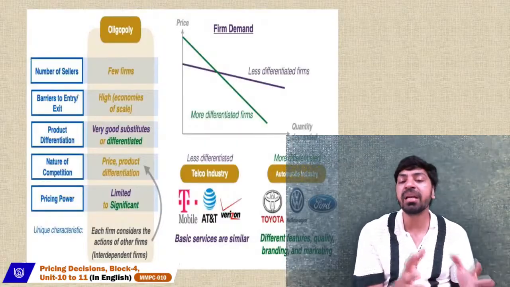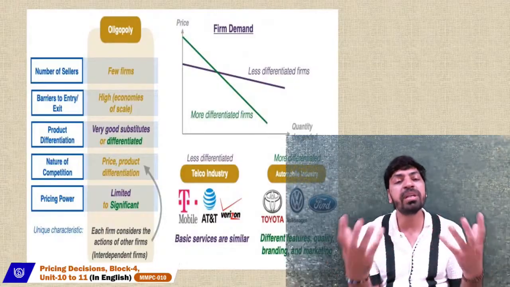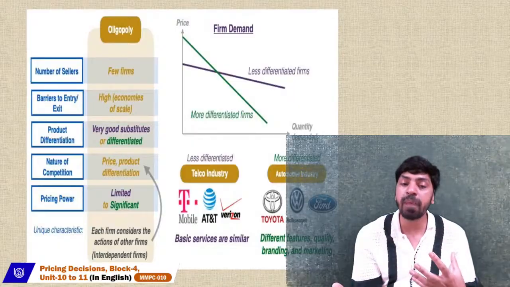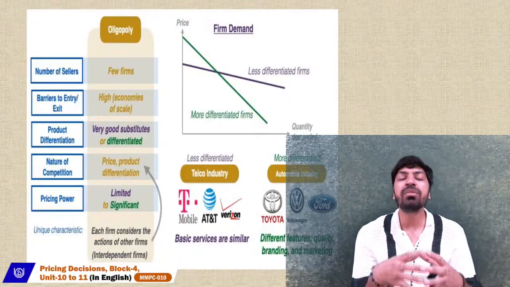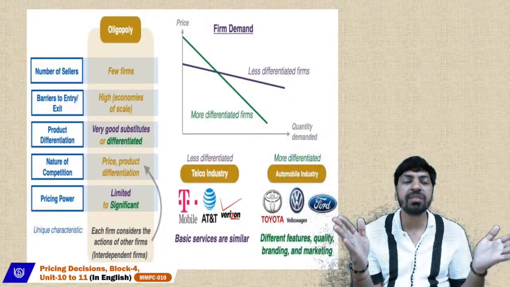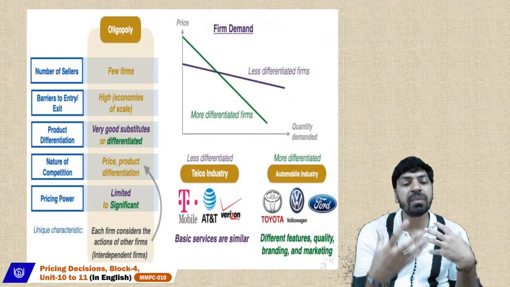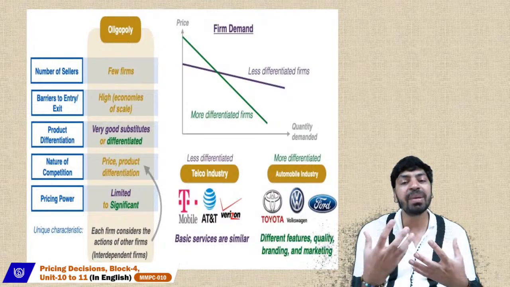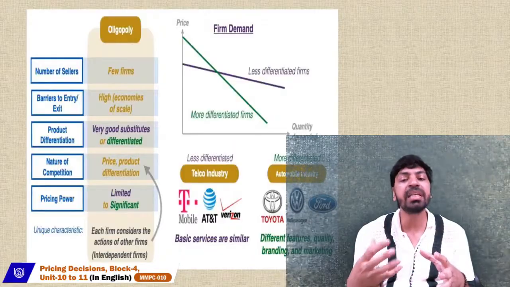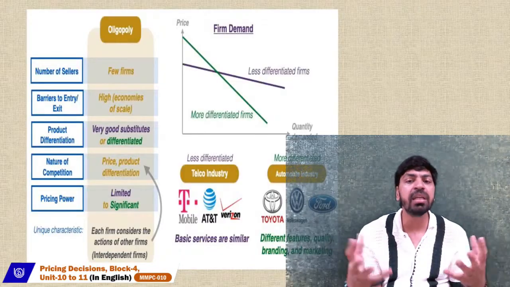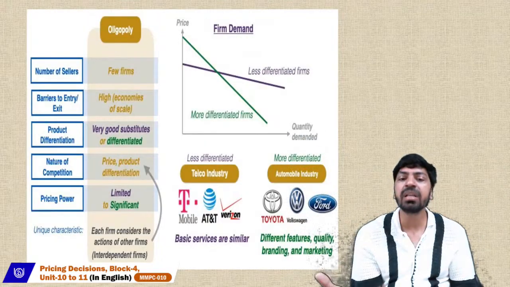So that's why it has become a less differentiated product. Now we talk about the more differentiated product. We talk about the automobile industry like Toyota, Volkswagen, Ford, Audi. These products are very expensive and very luxurious, and more and more differentiation has been seen in such products because they are different in color, quality, features, branding, marketing, advertising. It's all different and by different companies.